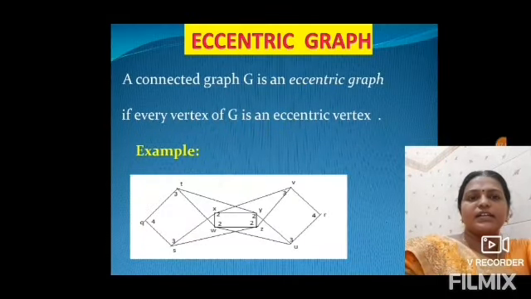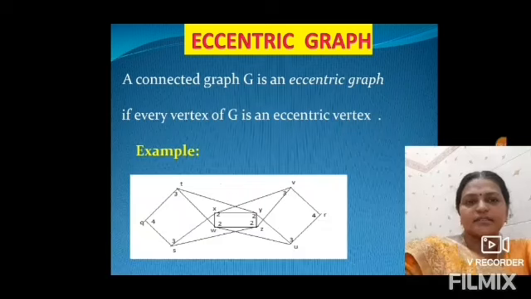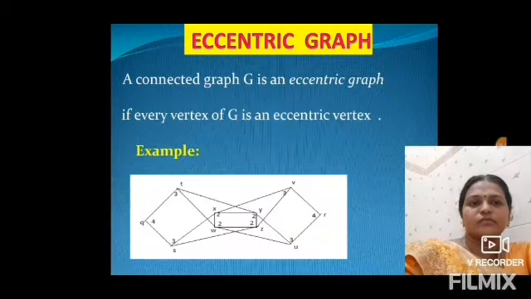Eccentric graph. A connected graph G is an eccentric graph if every vertex of G is an eccentric vertex. So this is the figure. You can see an example here. Here every vertex of G is an eccentric vertex.